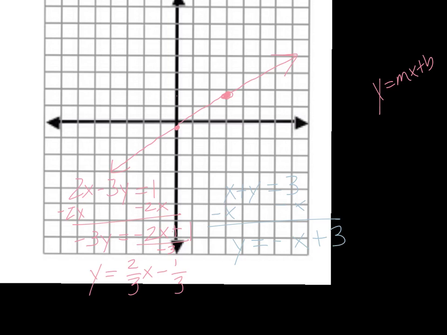And now we need to plot our blue line, which was -x plus 3. So at +3. And we're going to go down 1 over 1, down 1 over 1, down 1 over 1. So that line should be pretty easy to draw.